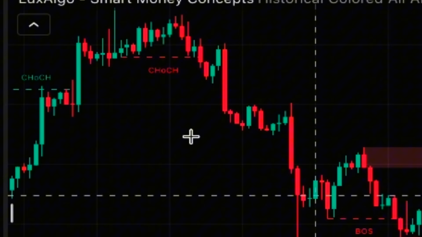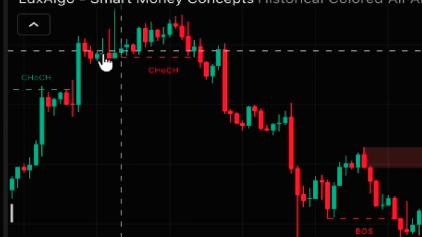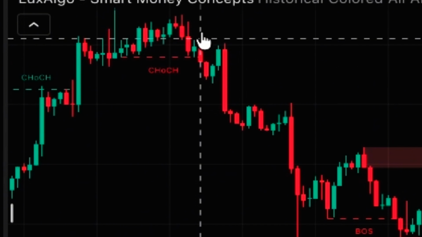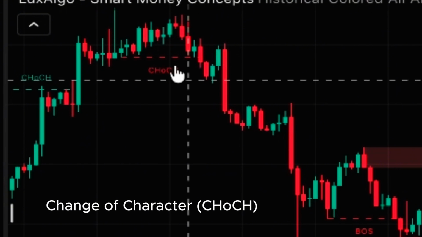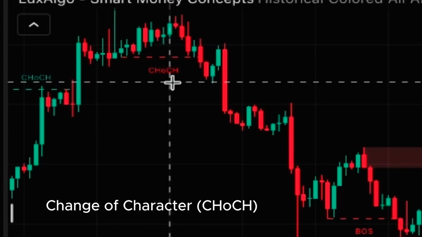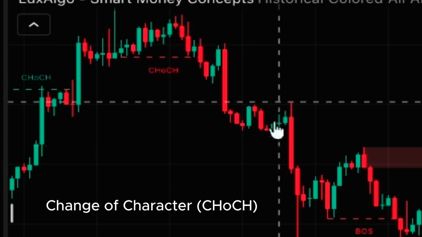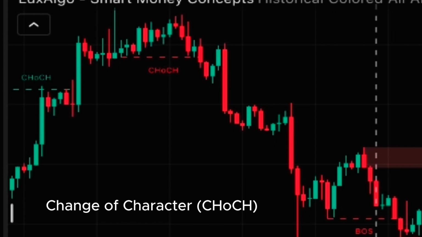On the other hand, following an uptrend, when the last higher low is broken and we get a candle closed below the last higher low, this is change of character, and it is a signal that probably a downside reversal of the price is happening in the market.